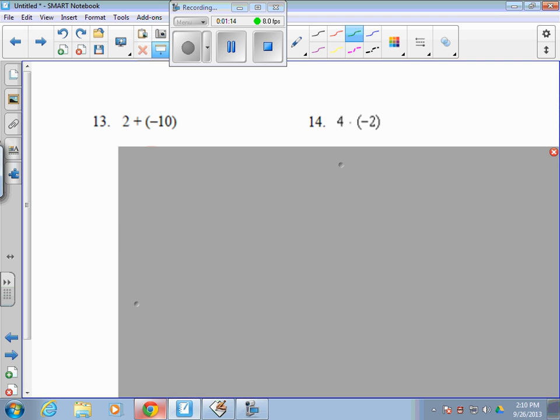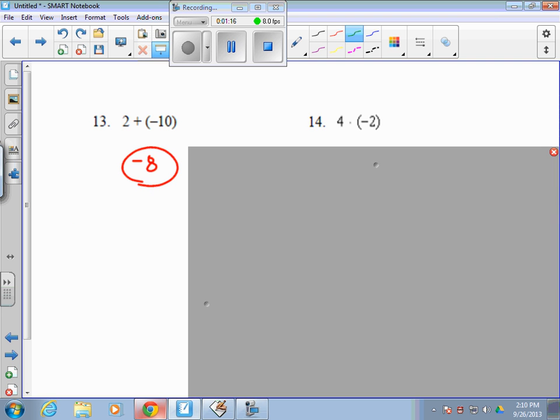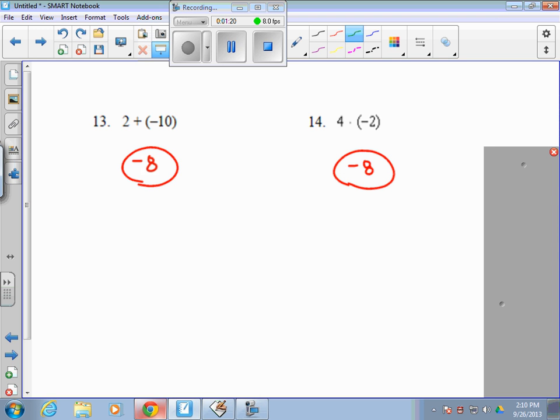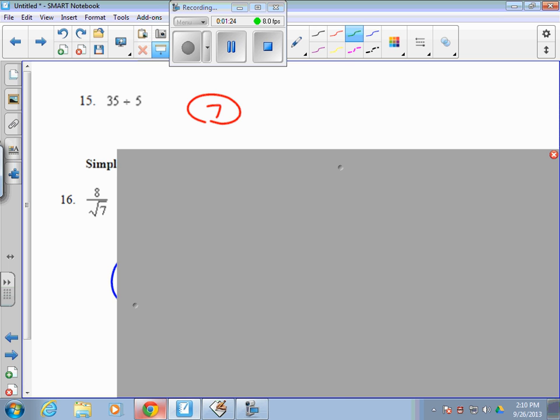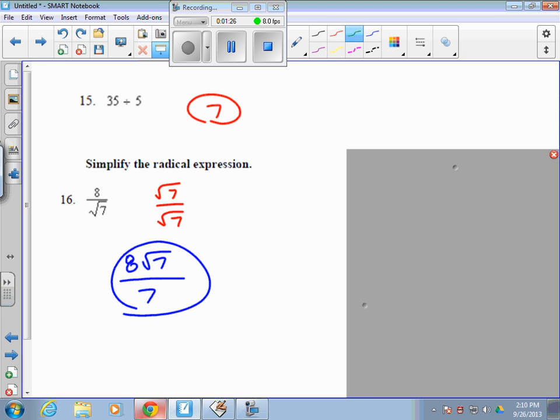Number 13 says 2 plus negative 10 is negative 8, and number 14 says 4 times negative 2 is negative 8. 35 divided by 5 is 7. 8 over the square root of 7, again, rationalize it. Multiply it by the square root of 7 over the square root of 7. 8 times, go straight across with it. 8 times the square root of 7 is 8 times the square root of 7. And the square root of 7 times the square root of 7 will give you the square root of 49, which simplifies back to 7.